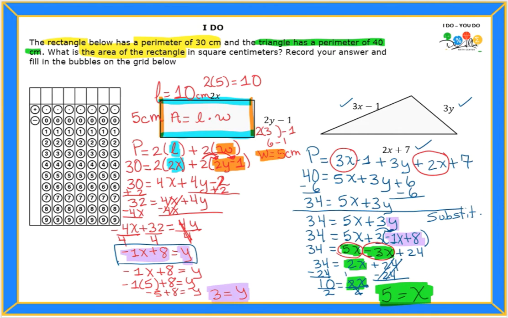So the area, we agree that you were going to find it by multiplying length times width. So the length is 10 centimeters. The width is 5 centimeters. And if you multiply those, we get 50 centimeters. Now remember that area is always going to be square units. So it's square centimeters. And that will be my final answer.